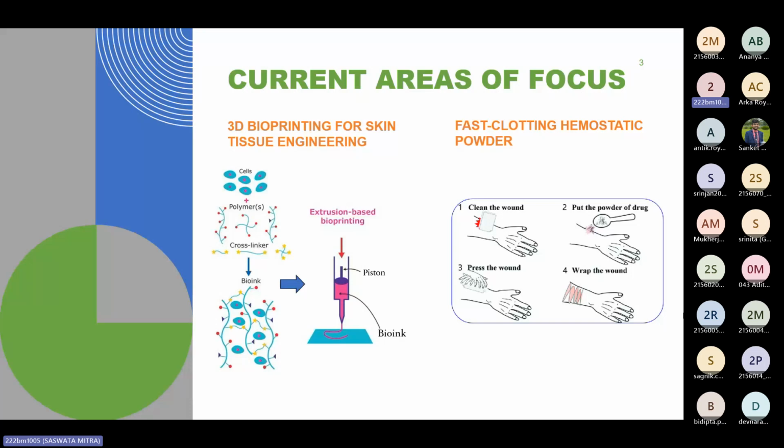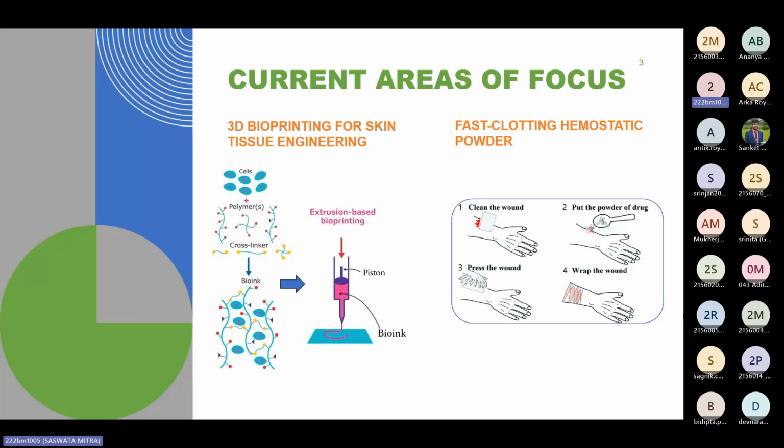The other project that I'm working on is a fast-clotting hemostatic powder. Hemostasis essentially means clotting of blood. A lot of commercially available powders are present. However, what I am aiming for is a waste-to-biomaterial approach.